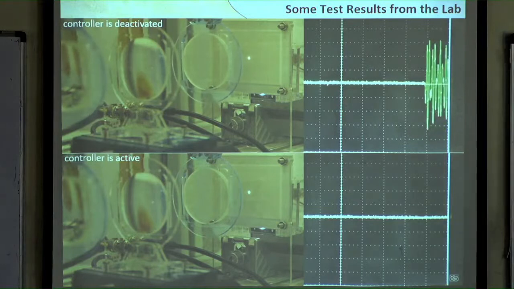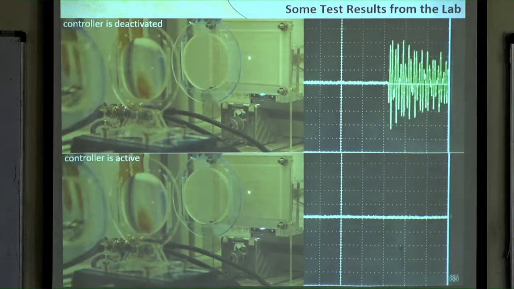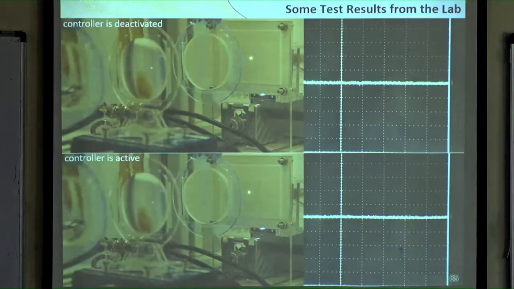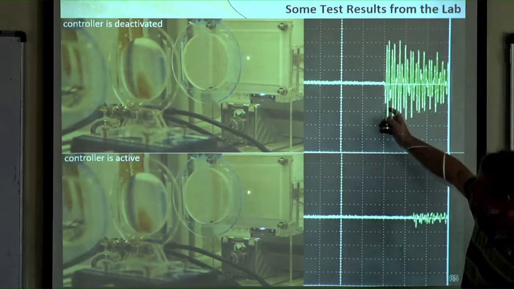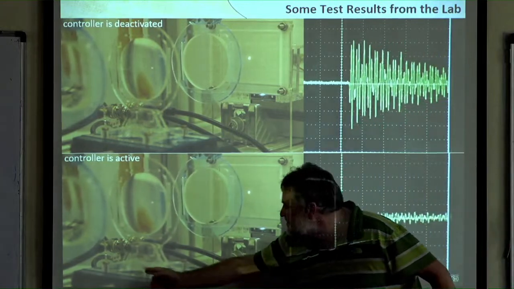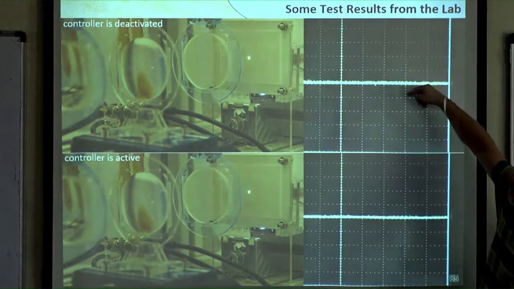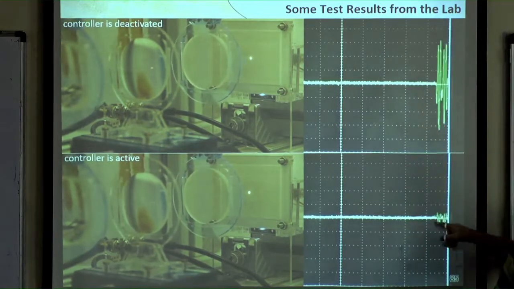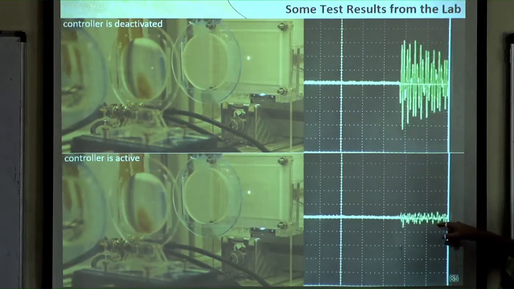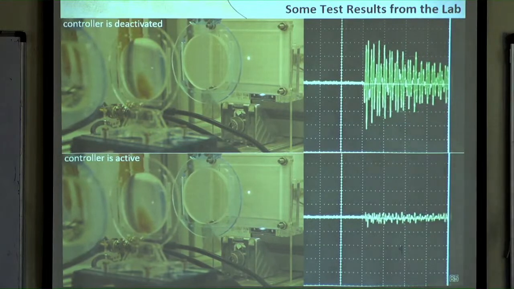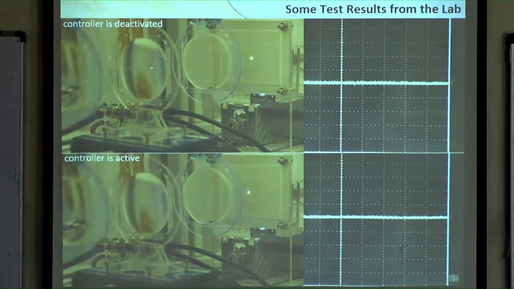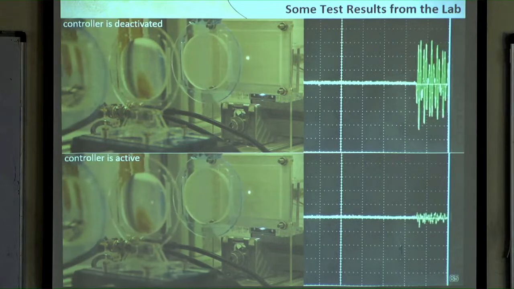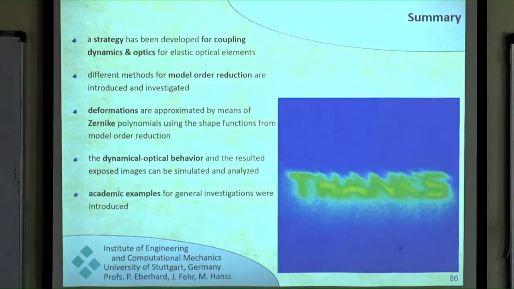On the top, there is the non-activated system. This is just the passive system. Here the controller is active. You can see the stage is moving here. If you compare the vibrations, here you have big vibrations, which is not good. Here you only have very small vibrations, which is very nice. So with this kind of experiments, we could show people in industry that you can either do it in a passive way by adjusting the eigenforms, or you can do active control and also influence your system in such a way.